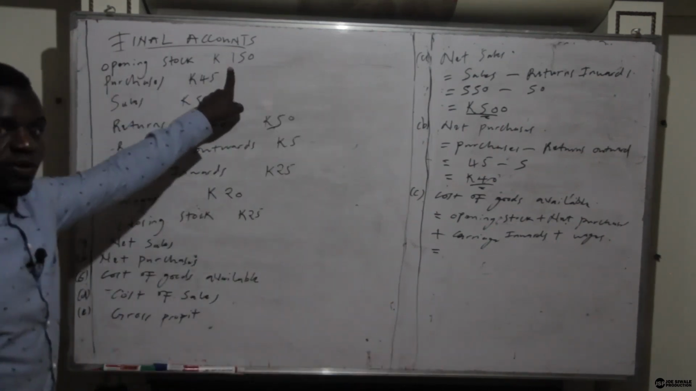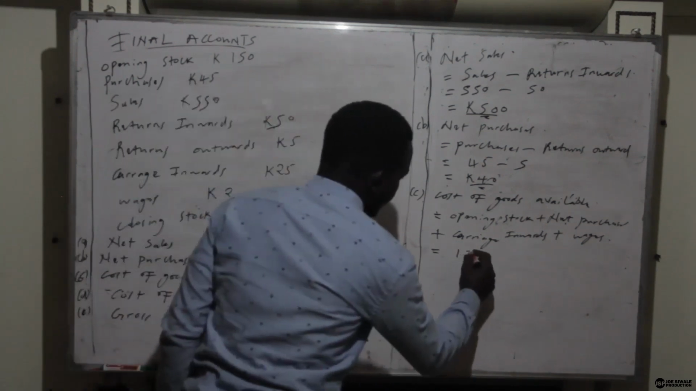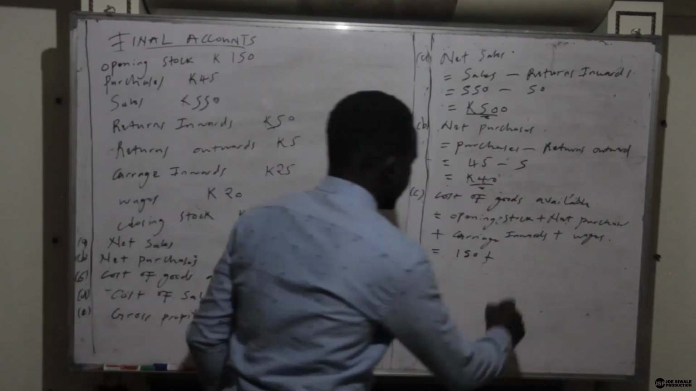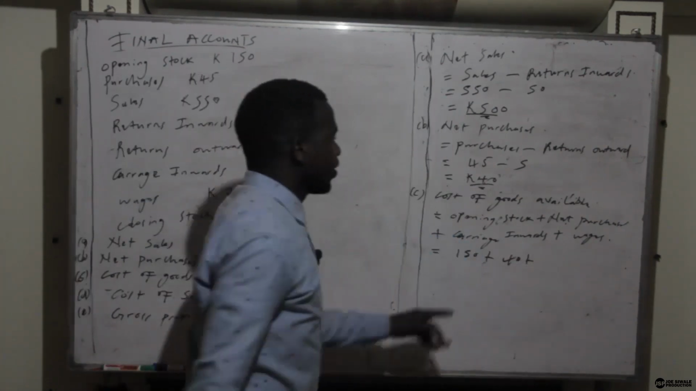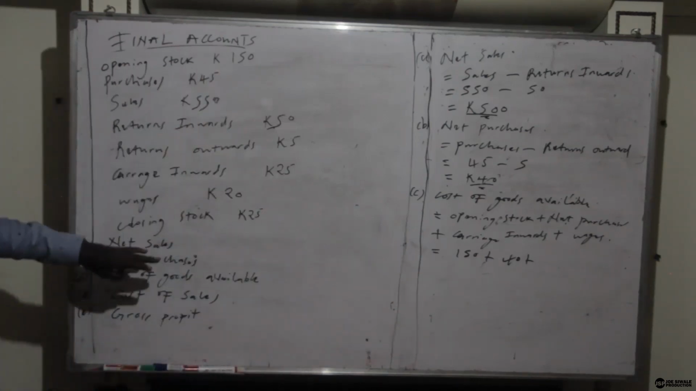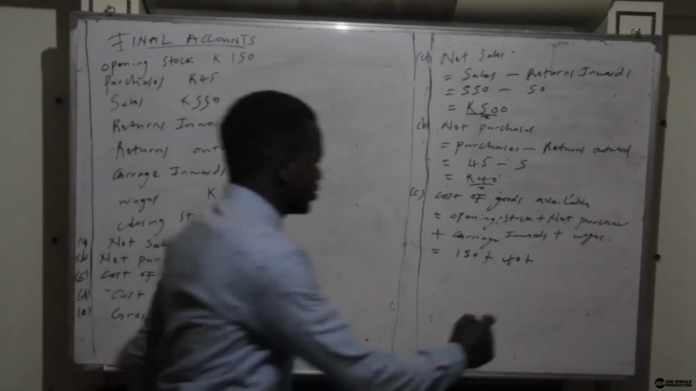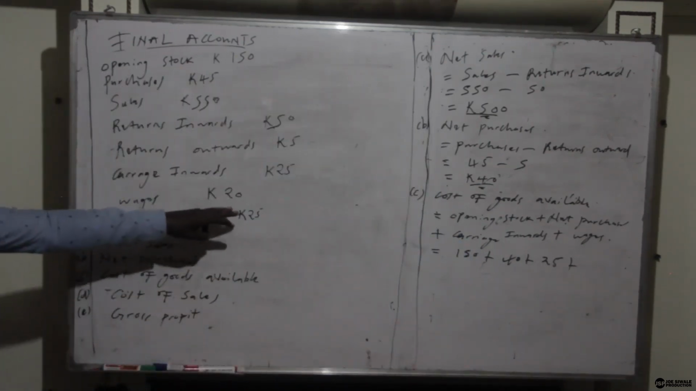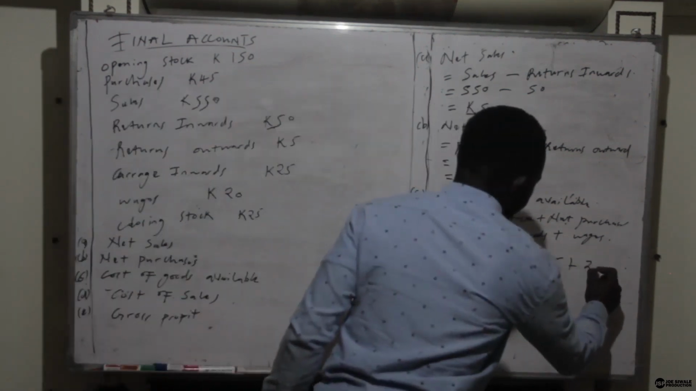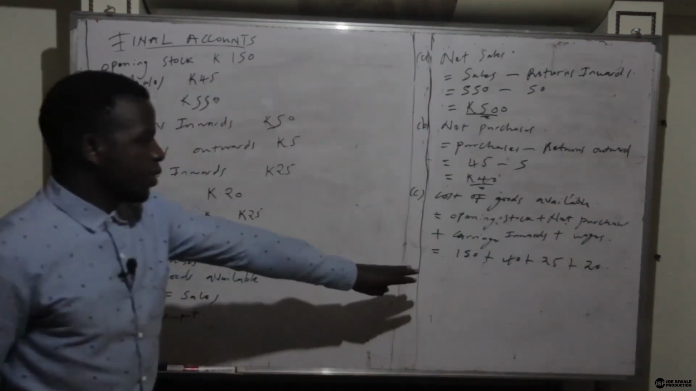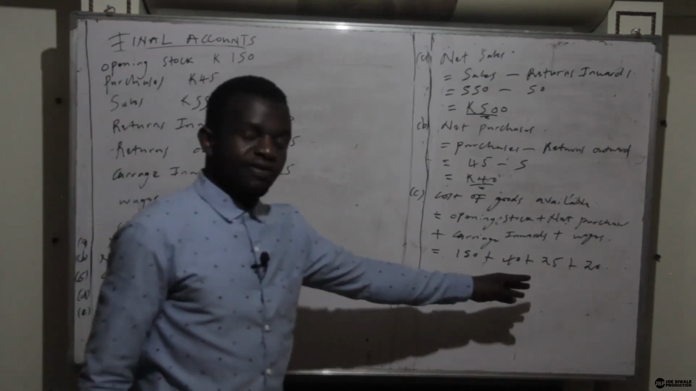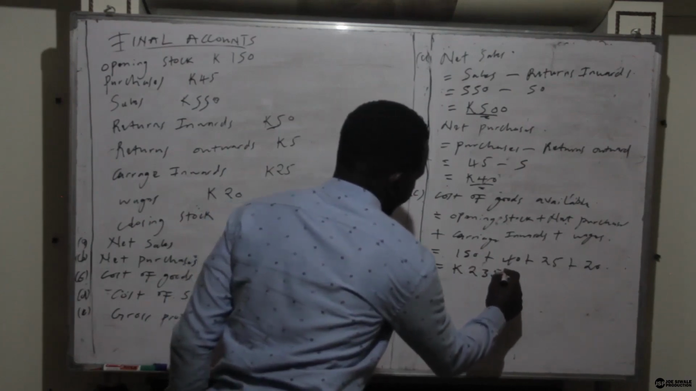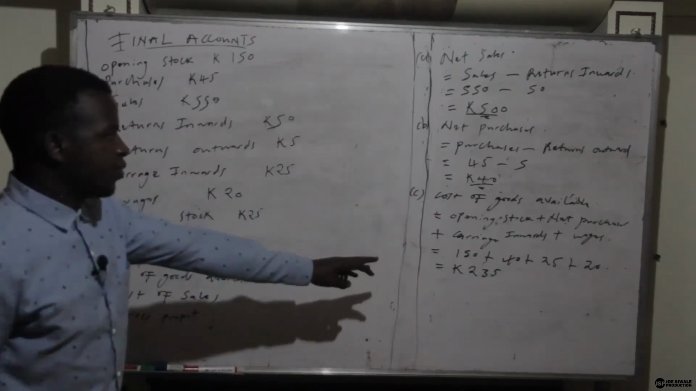Our opening stock, we have 150. So we'll say 150 plus net purchases. Net purchases, we had calculated 40 there. So we'll say 40 plus our carriage inwards. Our carriage inwards we can get from our equation. We know that's 25, plus wages. Wages, we have 20. So we are going to say 150 plus 40 plus 25 plus 20. Our answer here is going to be 235. So that's going to be cost of goods available.